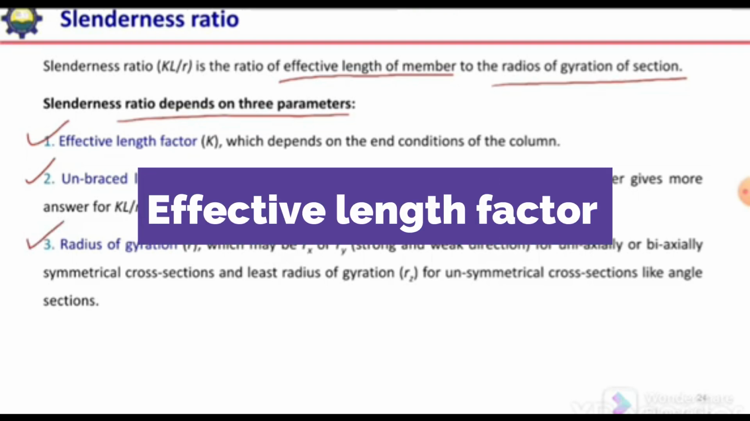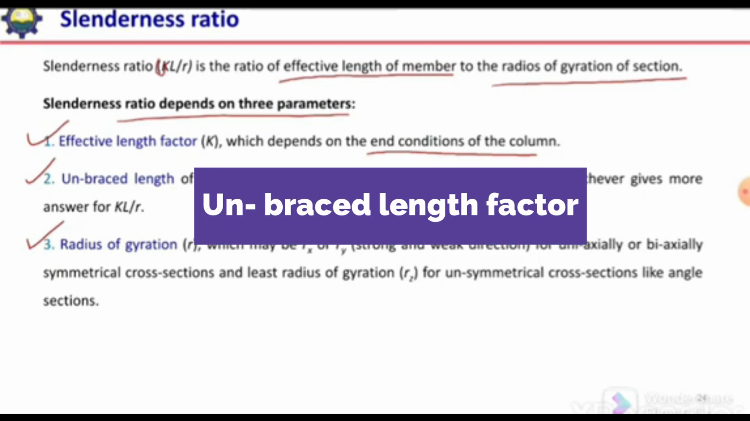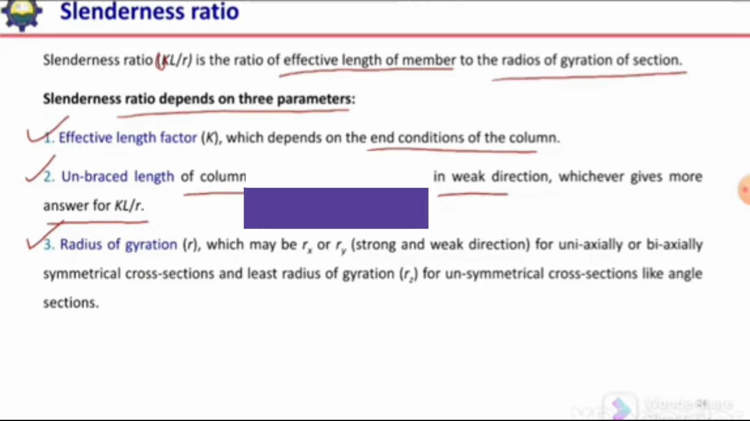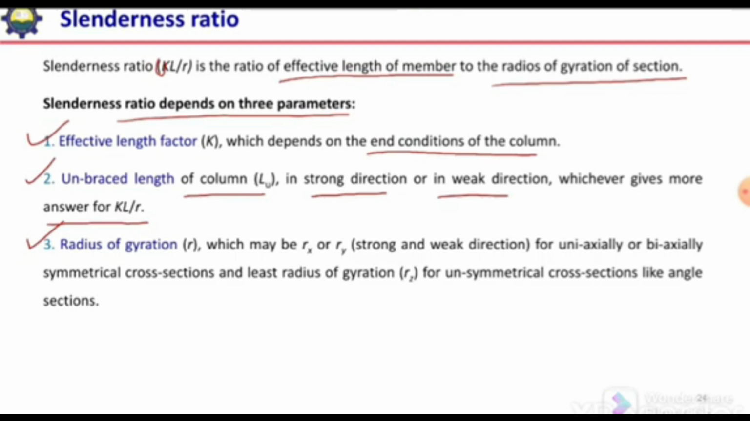Effective length factor K depends on the end condition of the column. The second one is the unbraced length of the column in the strong direction or in the weak direction, whichever gives the larger value for KL over R. And the third parameter is radius of gyration, which may be Rx, Ry, strong and weak direction, for uniaxially and biaxially symmetrical cross sections, and least radius of gyration Rz for unsymmetrical cross sections.